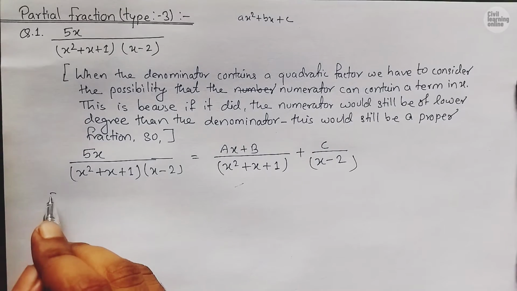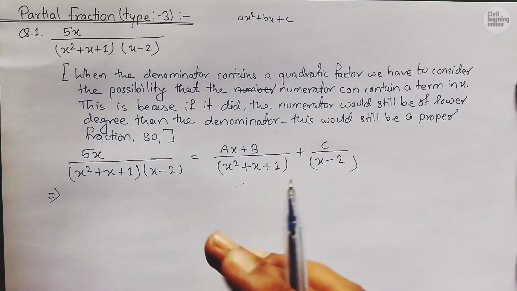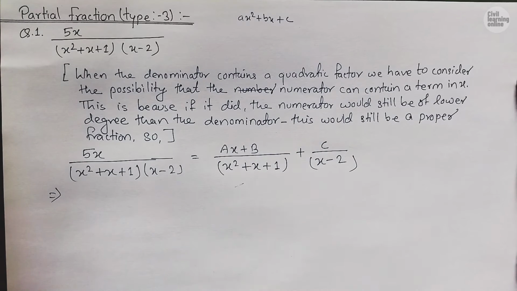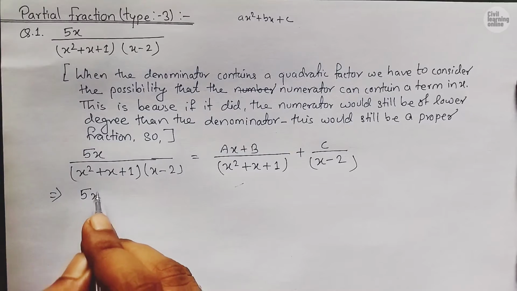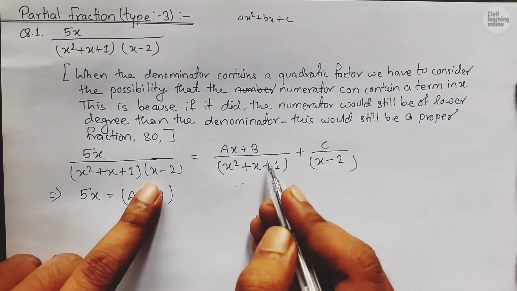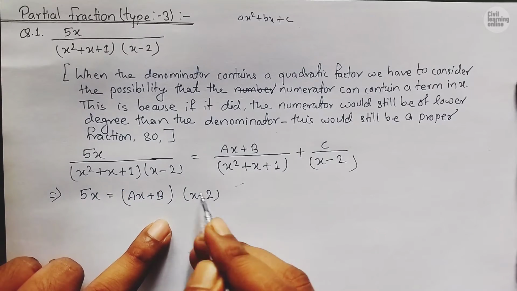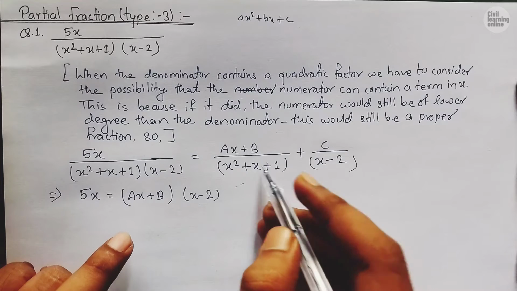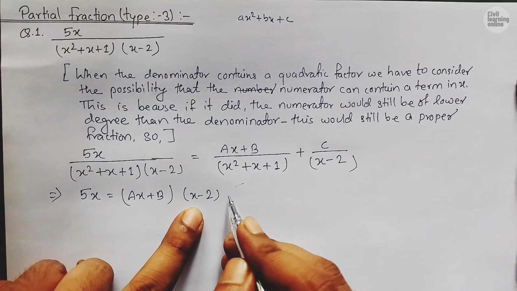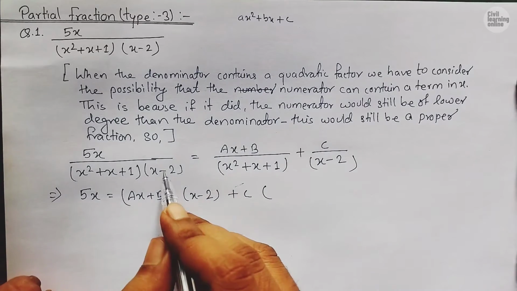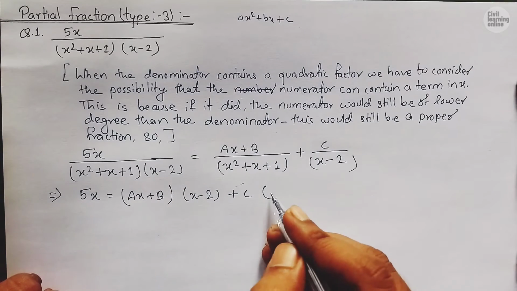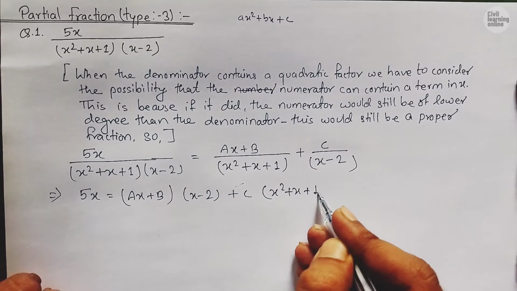Now we will proceed further. So again the step is the same as what we have done in the previous example. So we will multiply both sides with the denominator. This denominator will get multiplied on both sides, so we will have here 5x equals ax plus b times the remaining value x minus 2, because x square plus x plus 1 will get cancelled out, plus c times x square plus x plus 1, because when this whole term is multiplied, x minus 2 gets cancelled out.